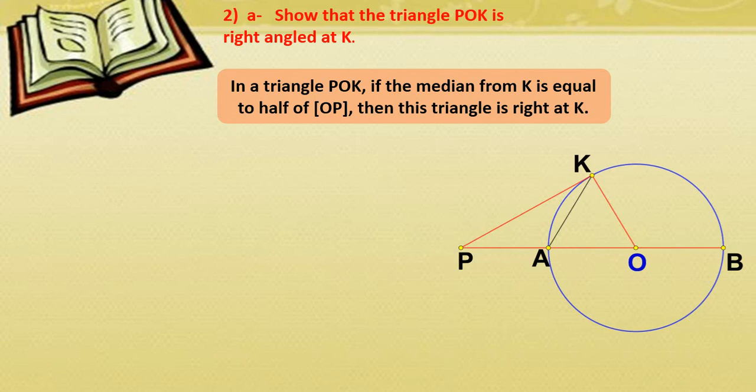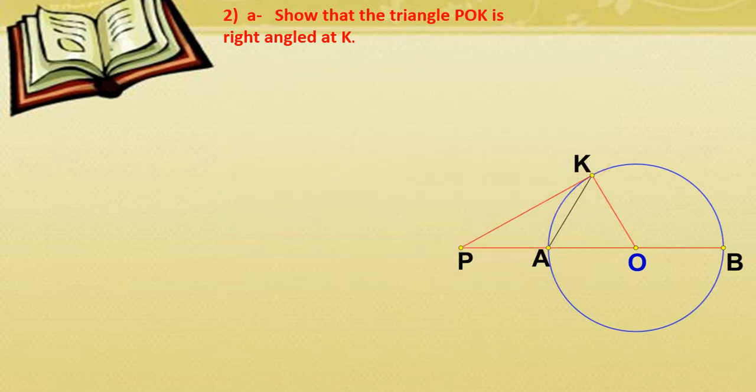We have to prove that AK is equal to the half of PO. And as we said previously, AK is equal to 4 cm. This is given. And PO is equal to 8 cm because the distance between P and A is equal to 4 cm and the distance between A and O is equal to the radius, which is also 4 cm. So 4 plus 4 is equal to 8 cm. PO is equal to 8 cm. And AK as given is equal to 4 cm, which is the half of PO. That means the median in this triangle is equal to the half of the hypotenuse. That means it's a right angle triangle.